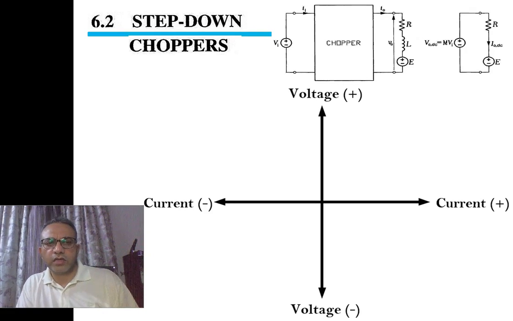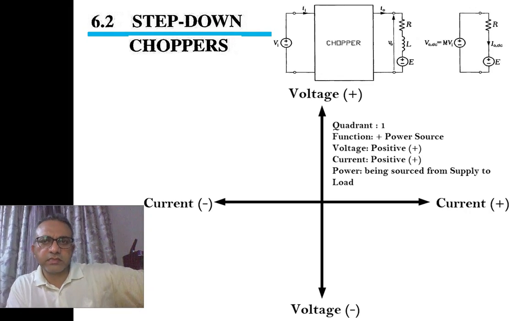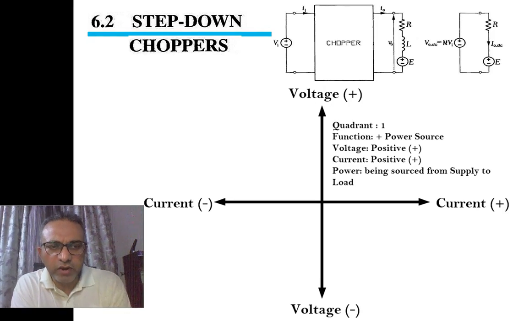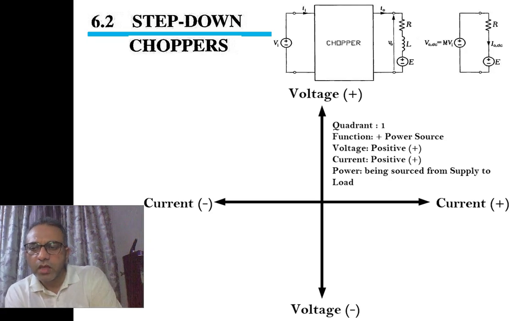Here we have current on the x-axis and voltage on the y-axis. A power supply working in the first quadrant will have the following properties. That is, a power supply in the first quadrant will act as a power source, voltage will be positive, current will be positive, and power will be delivered from the supply to the load. So this is a power electronic circuit which is working in the first quadrant, and it behaves as a positive power source or the positive power supply. Right.